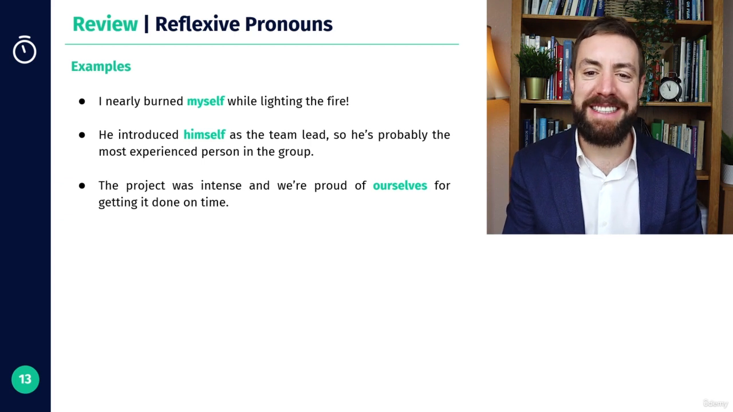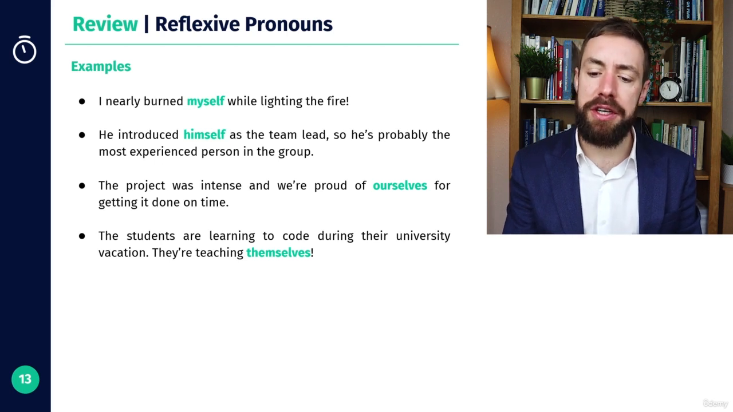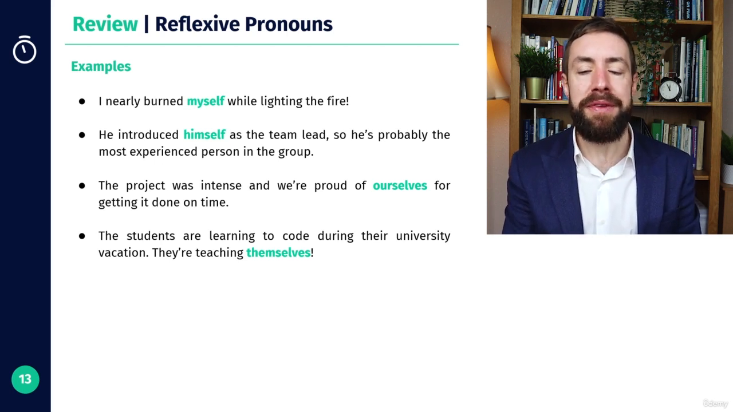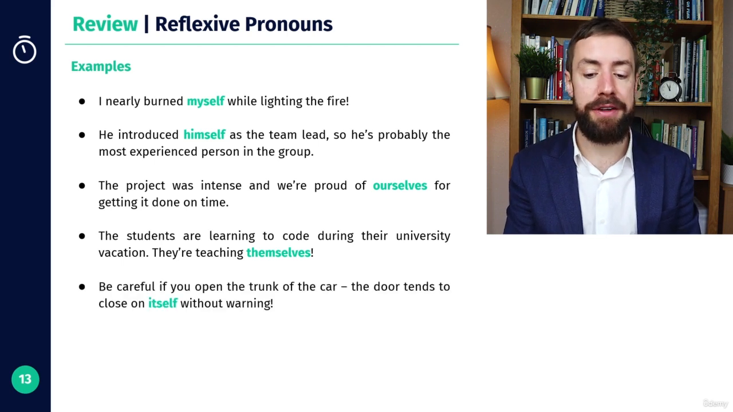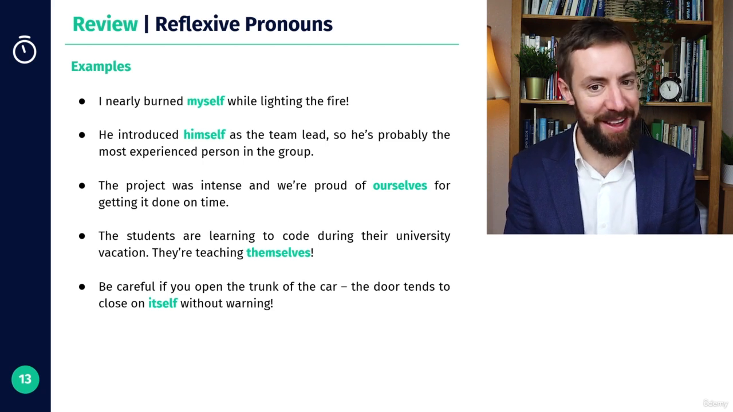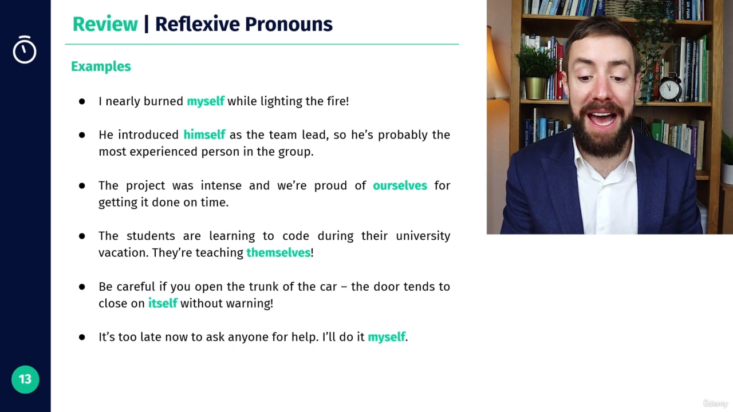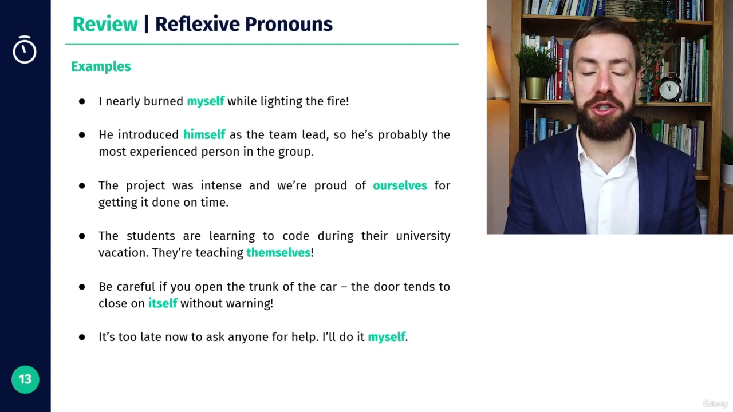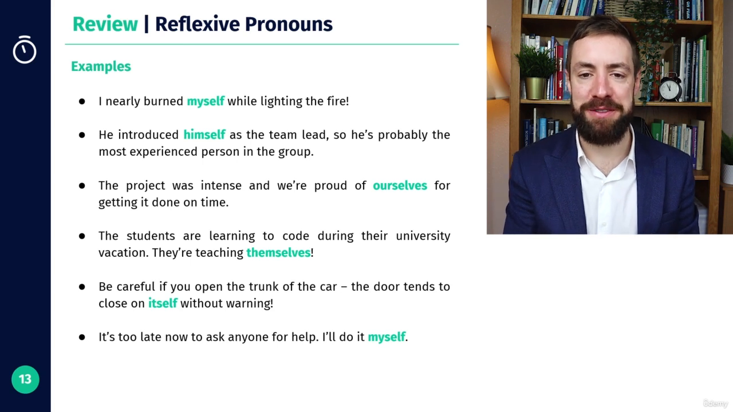The project was intense, and we're proud of ourselves for getting it done. The students are learning to code during the university vacation. They're teaching themselves. Be careful if you open the trunk of the car, the door tends to close on itself without warning. And then, it's too late now to ask for anyone for help. I'll do it myself. That's a very common reflexive pronoun.